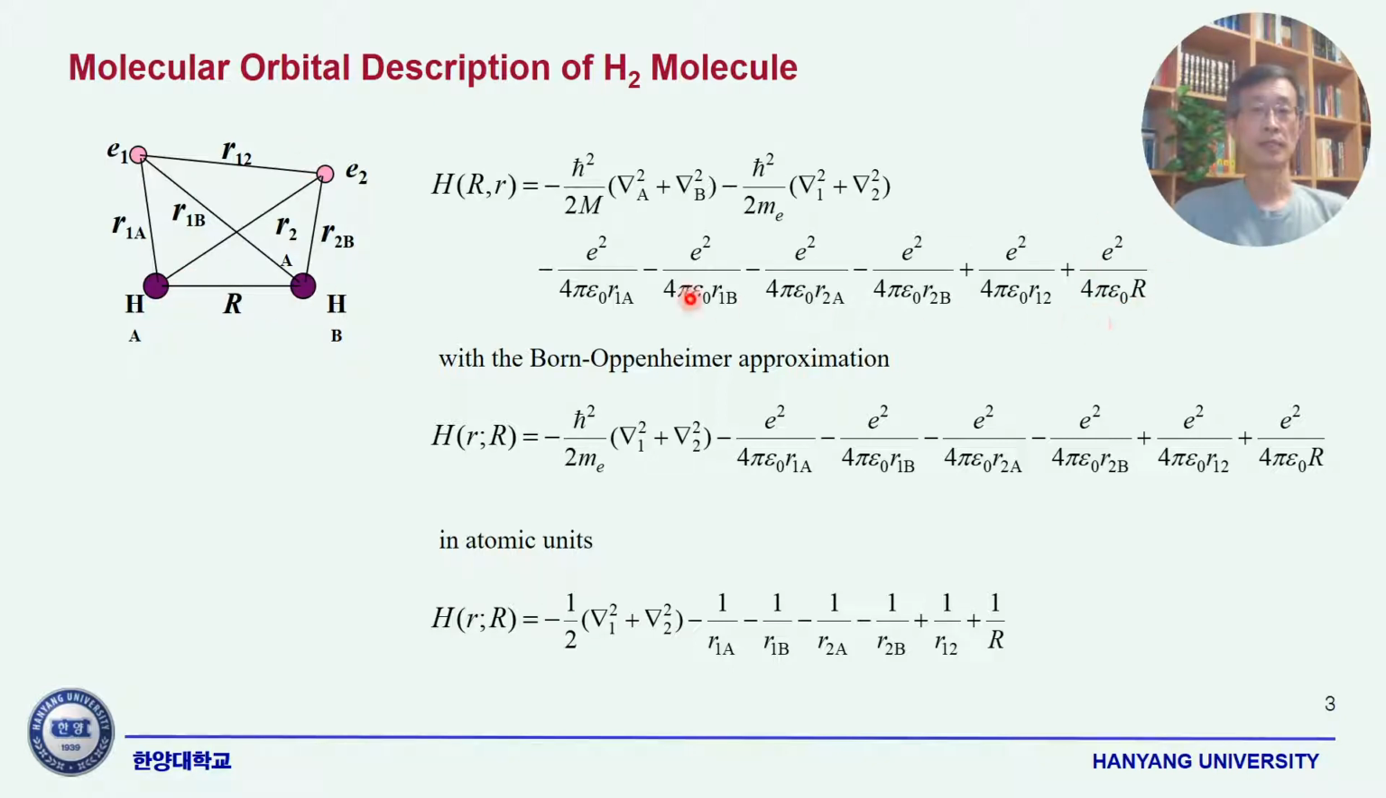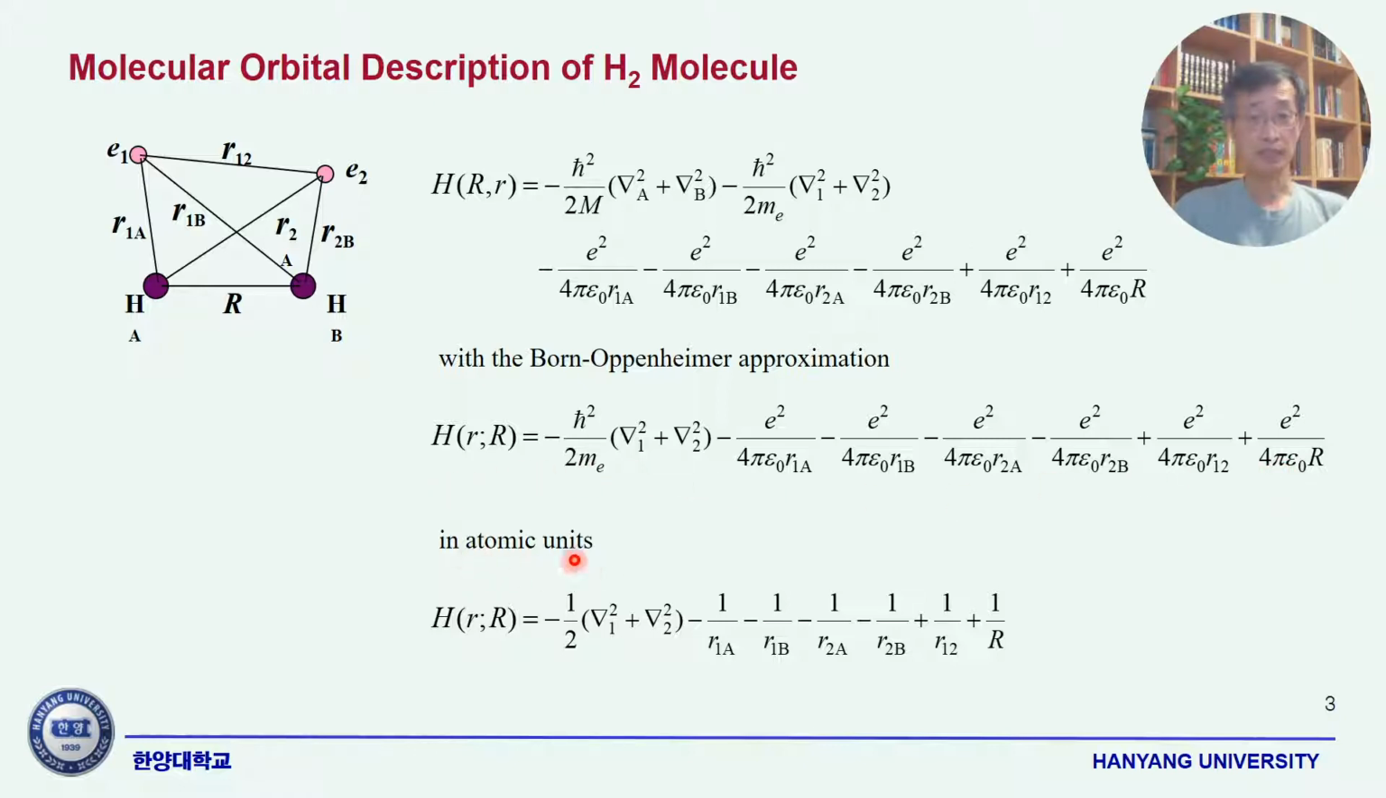Okay. And then with the Born-Oppenheimer approximation, we don't need to include the kinetic energy of the nucleus, and only include the electronic kinetic energy, the electronic attraction to the nucleus, and electron repulsion. And then this R is the parameter, and then we parametrically include the nuclear repulsion energy.